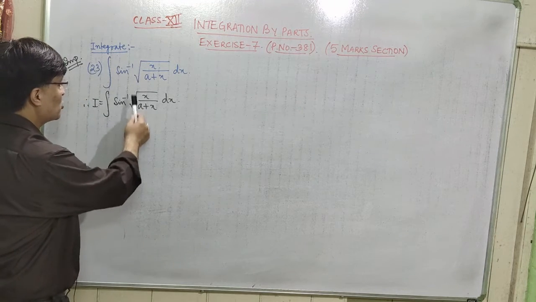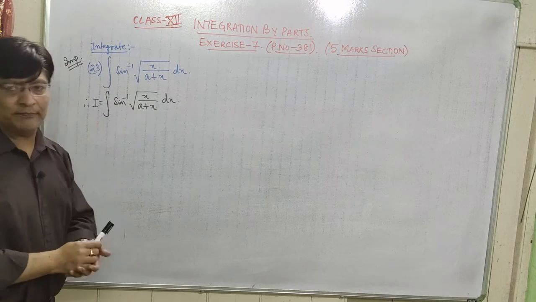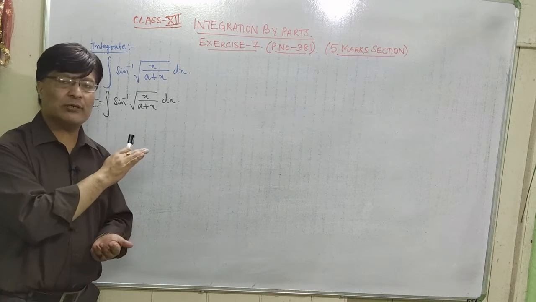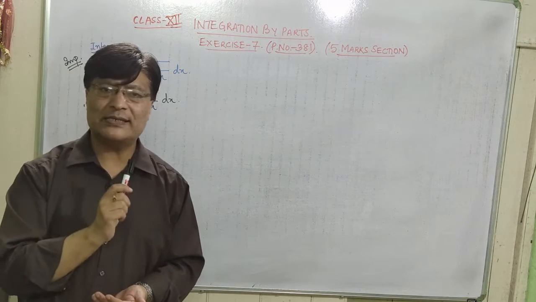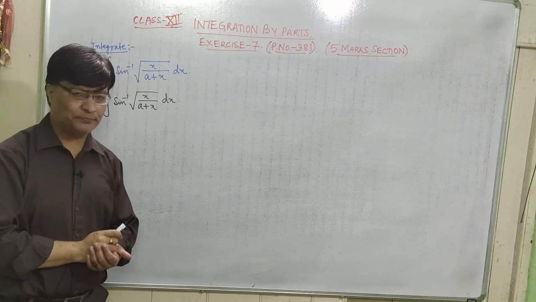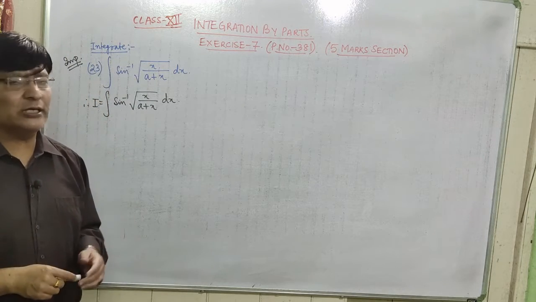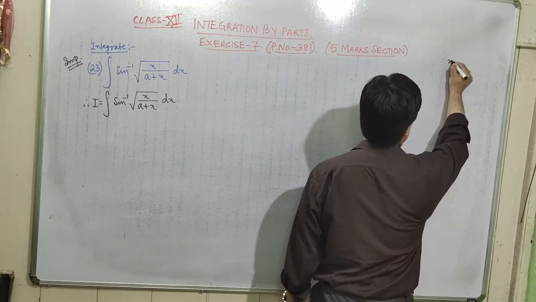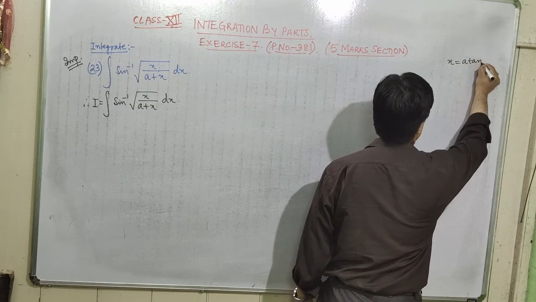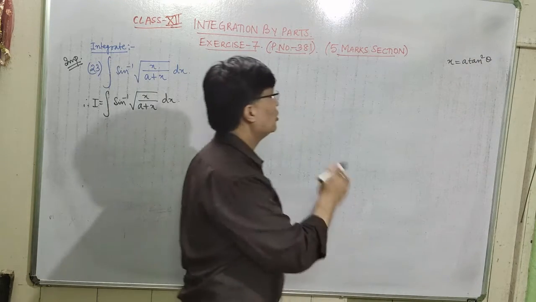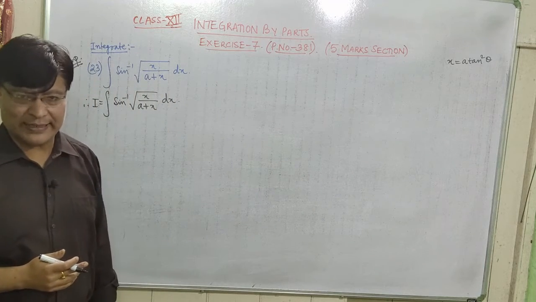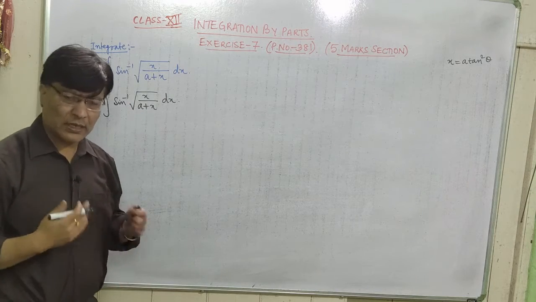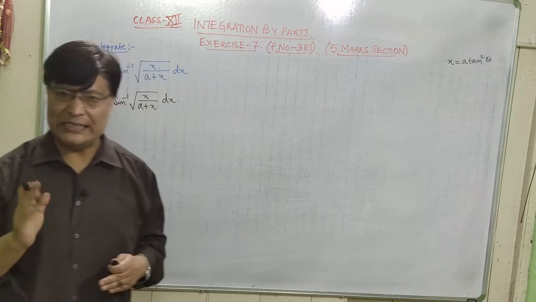Now within the square root, x upon a plus x is there. What should you put for x? In this case you have to consider the denominator, that is a plus x in the denominator. So what should you put for x so that we can use the formula? If there is a plus x, then we can put x is equal to a tan square theta. If you put x is equal to a tan square theta, then this integration will be quite easier.